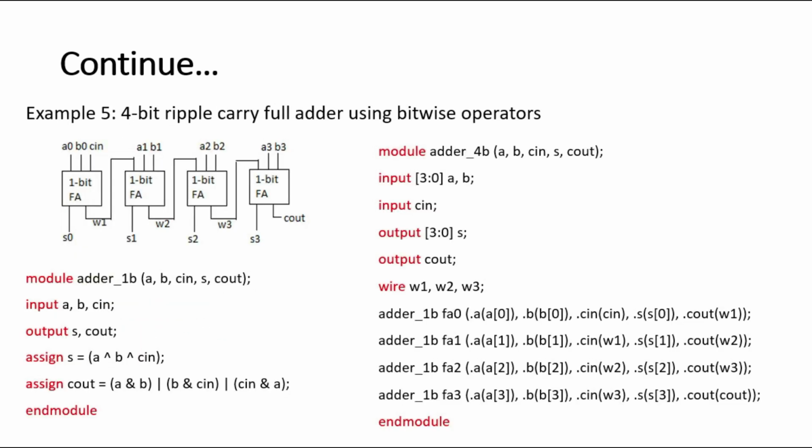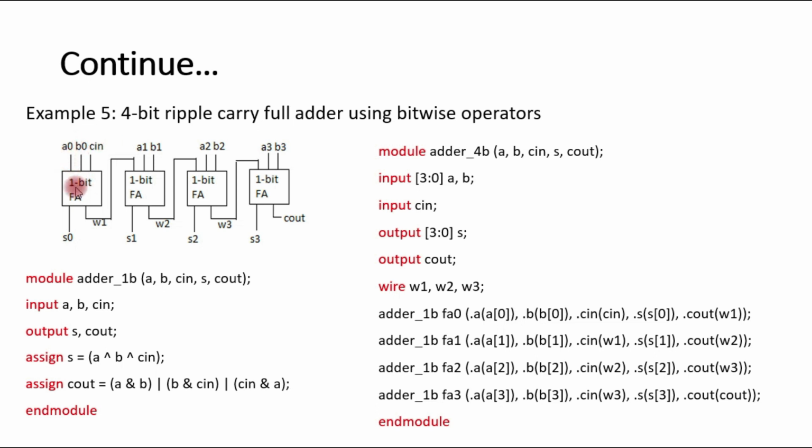AND module. Another example here, 4-bit ripple carry full adder using bitwise operators. So here we are using bitwise operators as well as the instantiation process. For the instantiation process, we divided the 4-bit ripple carry full adder into four 1-bit full adder circuits like this, and the input signals are given here.